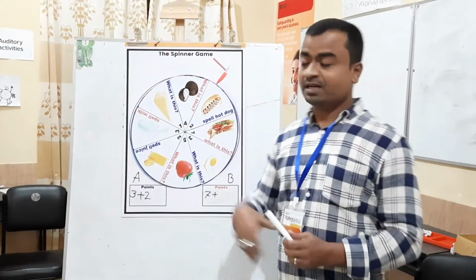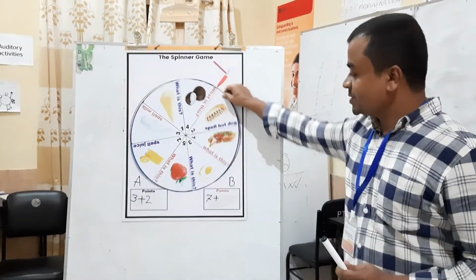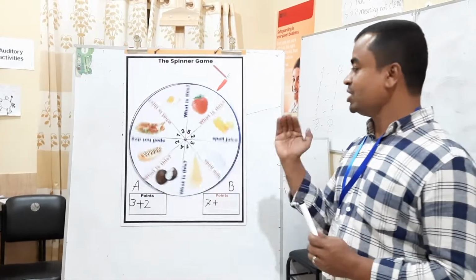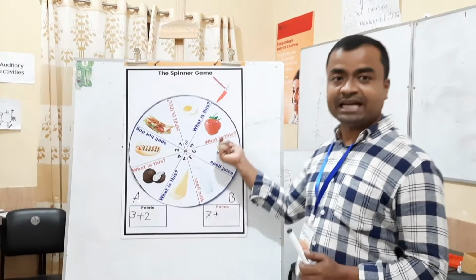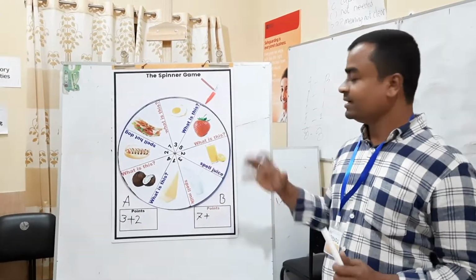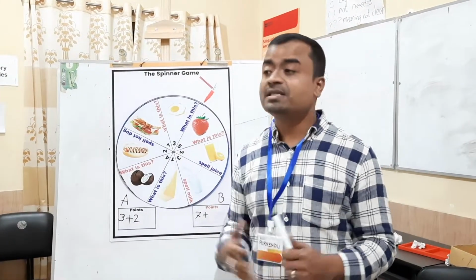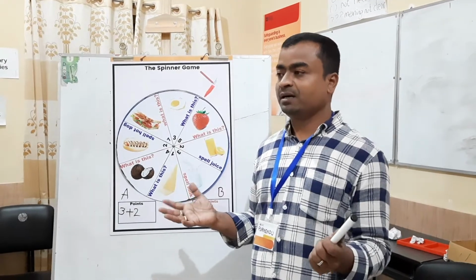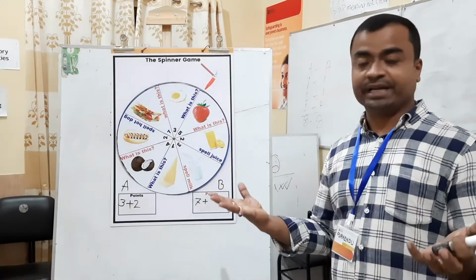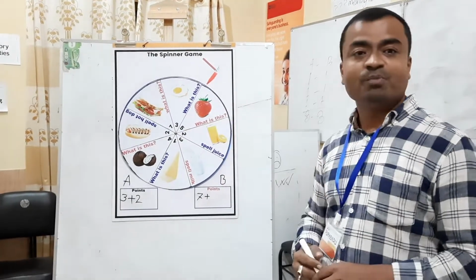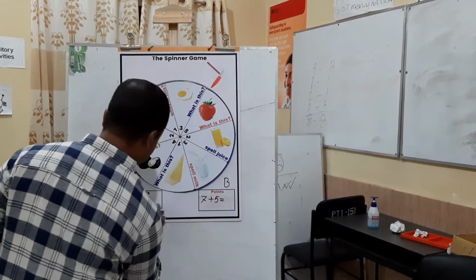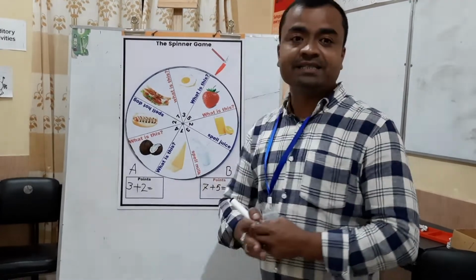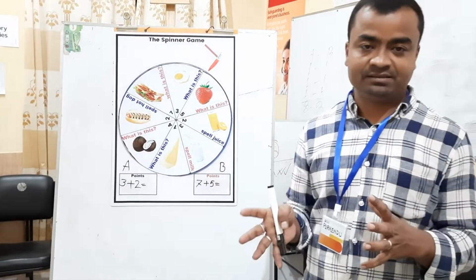Again, the teacher spins the board, and one of the members of group B will be asked, what is this? He will give the answer, this is strawberry. Now he will get point 5. Thus the game will run.